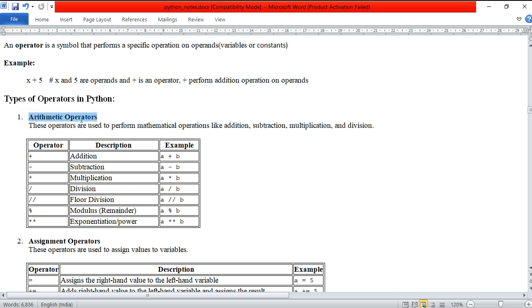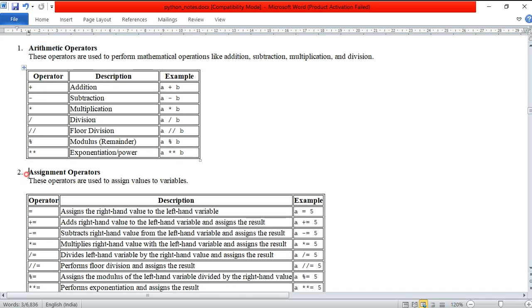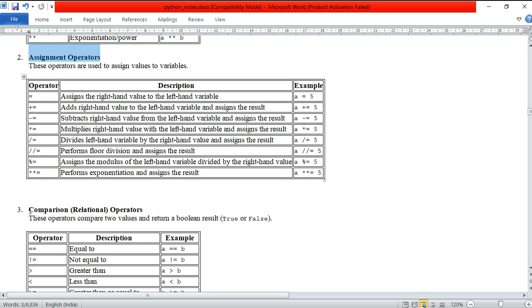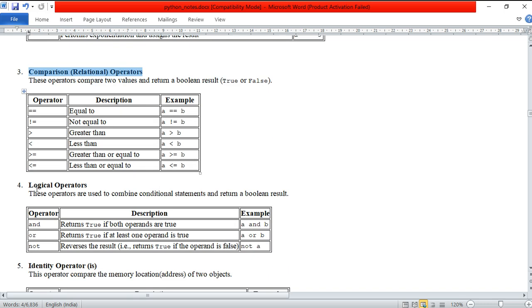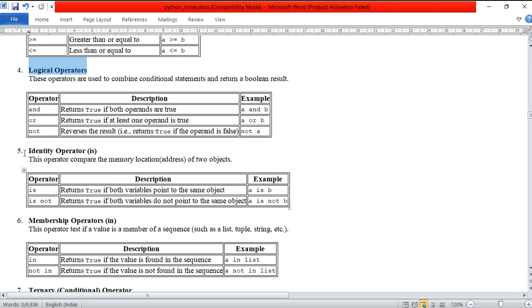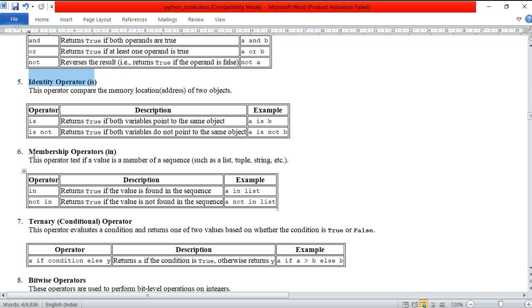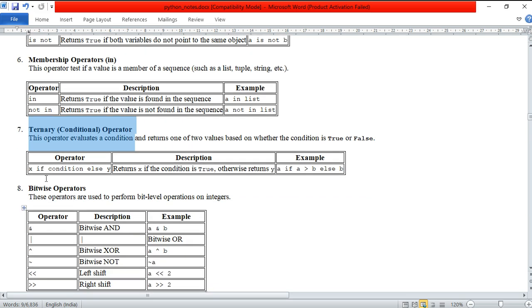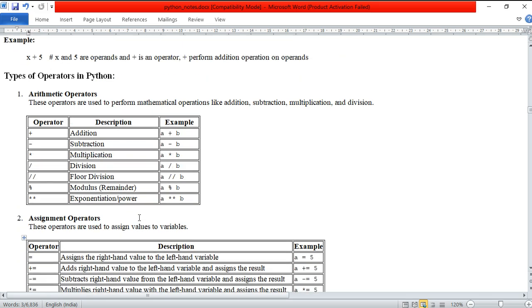First one is arithmetic operators. Second one is assignment operators. Third one is comparison operators. Fourth one is logical operators. Fifth one is identity operator. And sixth one is membership operator, ternary operator, seventh one, and finally bitwise operators. Now we are going to understand one after the other.